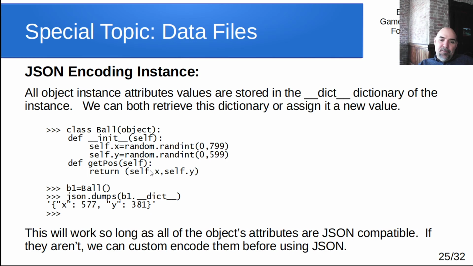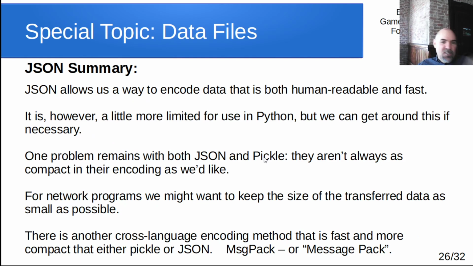Now, the one thing about this is we'll only work on values inside of here that are in the dictionary, that the value part of that are JSON serializable themselves. But if we wanted to, we could custom encode those and then still store them. Okay, so summary, JSON allows us a way to do the same thing that Pickle does, but it's both human readable and it's pretty fast too. It's fairly compact, about the same as Pickle. It doesn't take up any more space than Pickle does. And has a few limitations, but we can get around those if we need to.